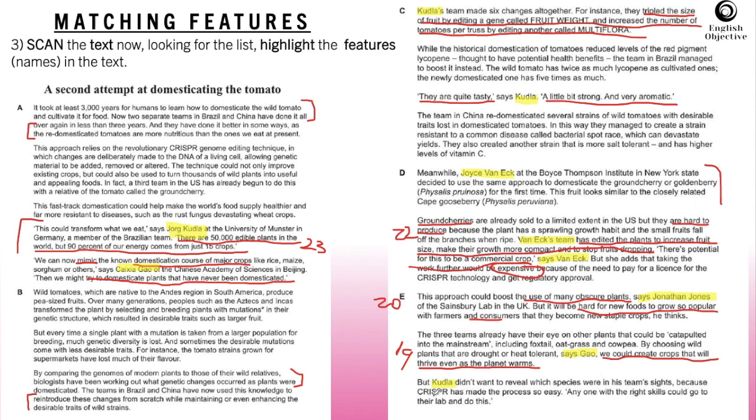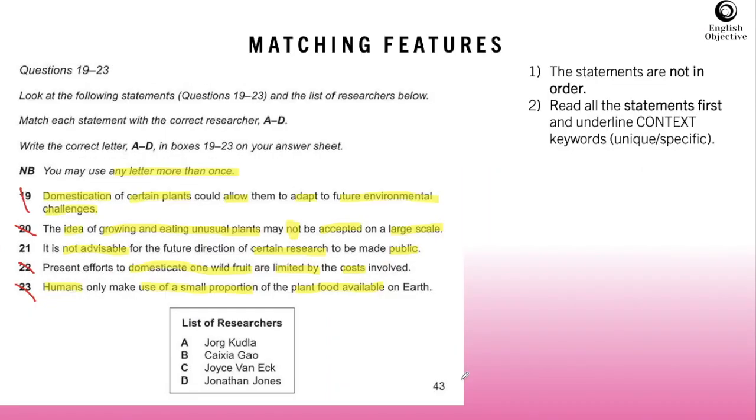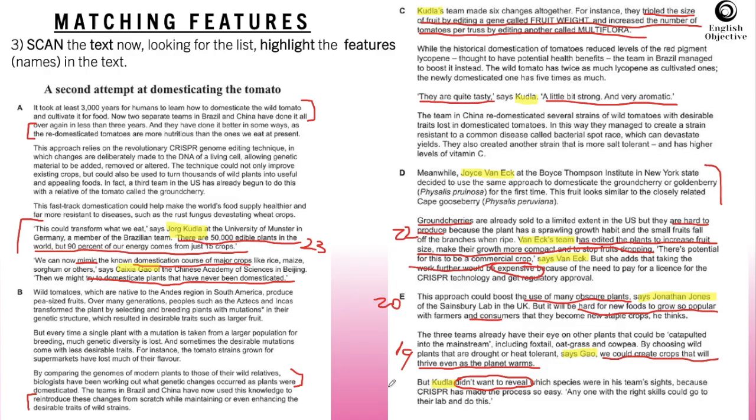Let's have a look at the last paragraph we have with the other name. Species where it seems like because it's made the process so easy, one with the right skills could go to the lab and do this. So this Cutler says didn't want to reveal, so it means not made public, I would say. So question 21 is related to not revealing it to the public. And basically, that's about it, really.